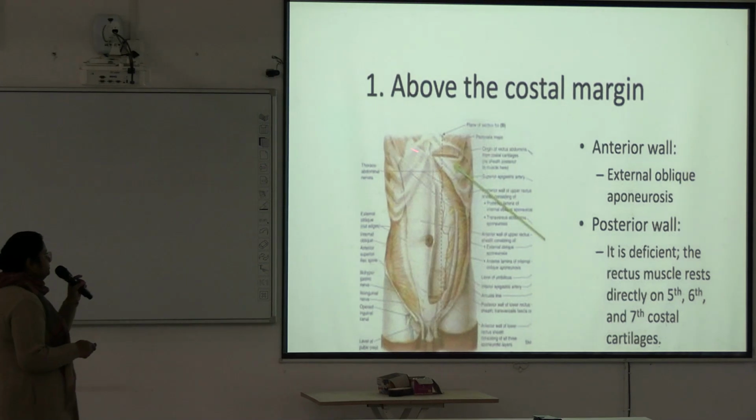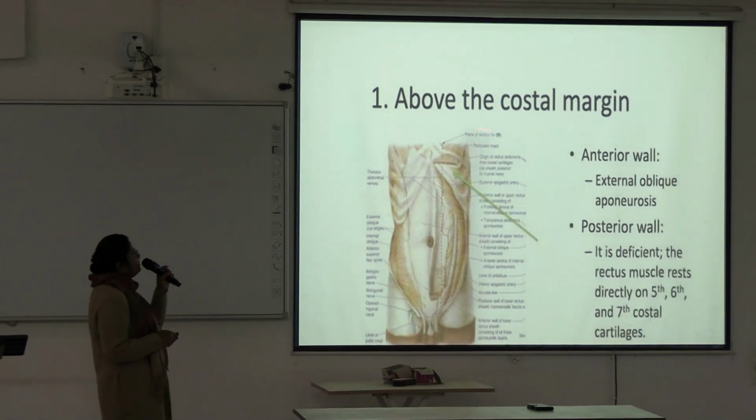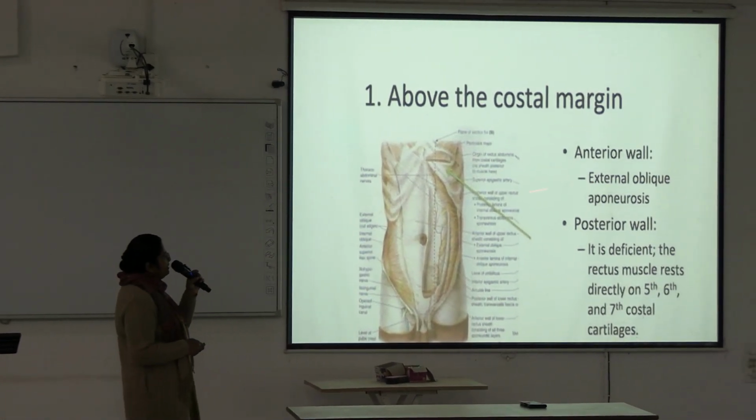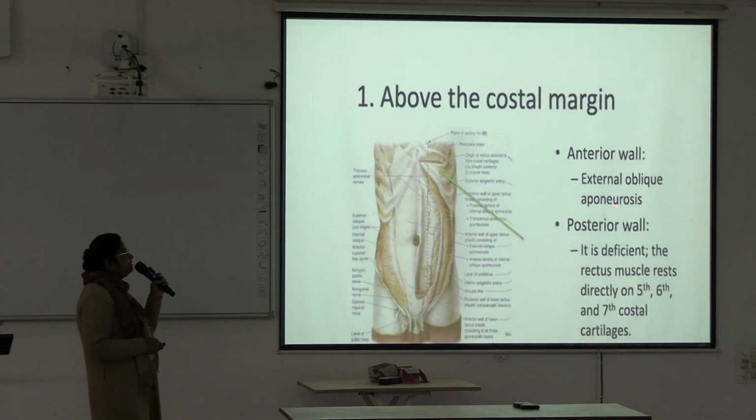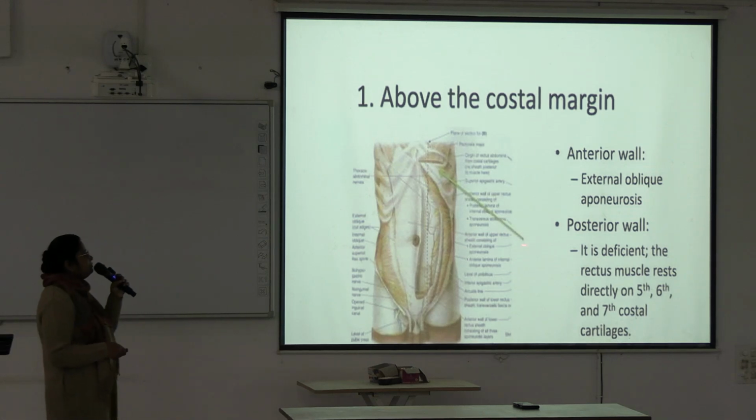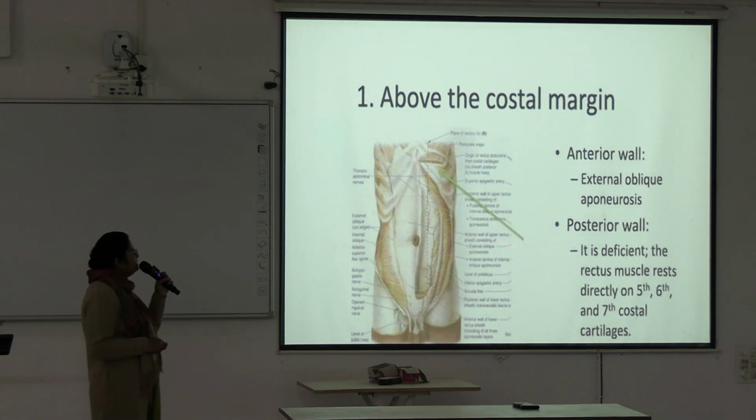Okay, so here is the discussion. Above the costal margin, the anterior wall is formed by the external oblique aponeurosis, and the posterior wall is deficient in this region, and the rectus muscle rests directly on the 5th, 6th and 7th costal cartilages. Okay.